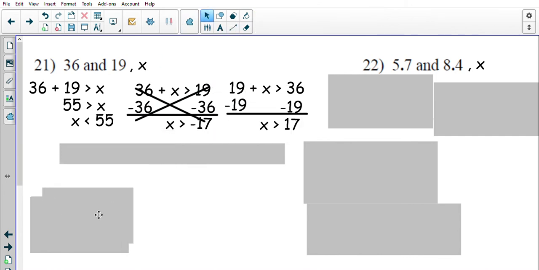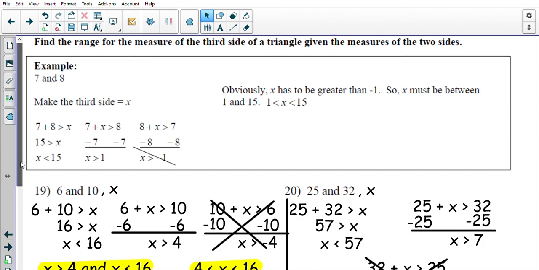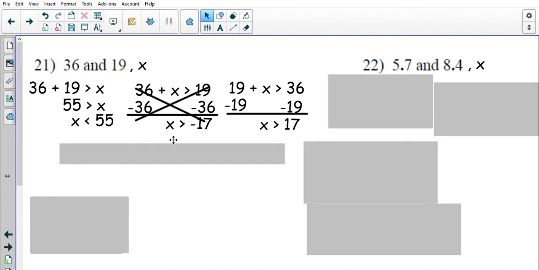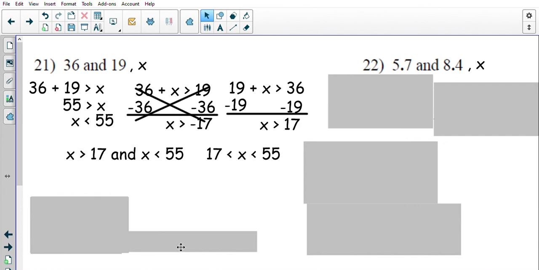My last inequality, though, I do need, and something you might notice is that the one that doesn't work and one of the ones that does, your lower boundary, they're going to be opposites. So whatever your lower boundary is, in this case 17, the other one's going to be negative 17. The same way with these two, our lower boundary was 4, we got one that involved negative 4. Lower boundary was 7, we got one that involved negative 7. So my last inequality, 19 plus x is greater than 36, subtract 19, we get x is greater than 17. So my lower boundary is 17, my upper boundary is 55. So we know that x has to be greater than 17 and x is less than 55. So compound inequality, if you choose to write it, looks like this.